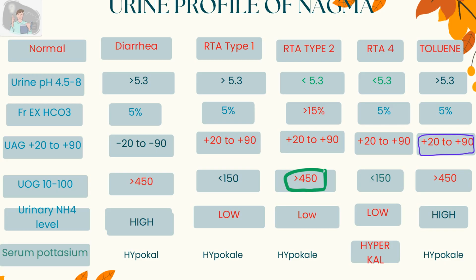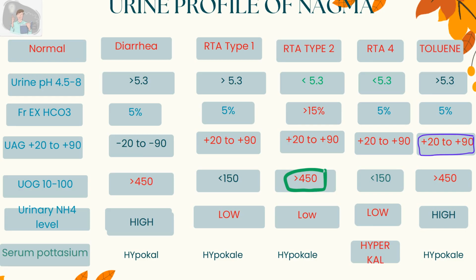Let me begin with the 6th horizontal line. That's the urinary ammonium level. That's the primary pathology or defect, right? So in RTA type 1, 2 and 4, the ammonium level is low, and that's easy to understand because the primary pathology is defective ammoniagenesis or inability to clear the acid, thereby creating an acidemia in the system. So they have a low ammonia level in the urine.